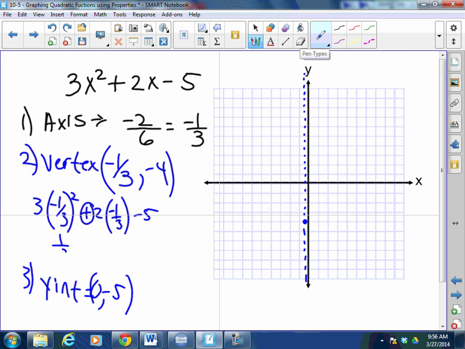This is 1/3 minus 2/3, minus 5. So that's negative 1/3, so that's negative 5 1/3. That's my vertex. Negative 5 1/3. So let me get rid of this.